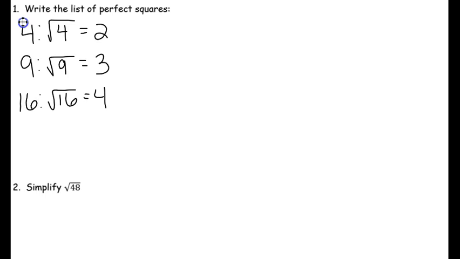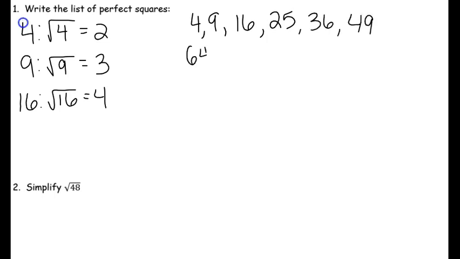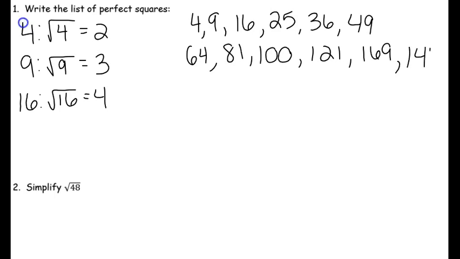If you notice, 2 squared is 4, 3 squared is 9, 4 squared is 16. So a whole number squared is equal to a perfect square. So if we want to write a list of our perfect squares, we have 4, 9, 16, 25, 36, 49, 64, 81, 100, 121, and 169. And it keeps going. Oh, I forgot 144. It keeps going on, but we can just list those for now.